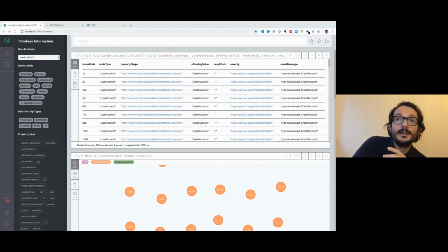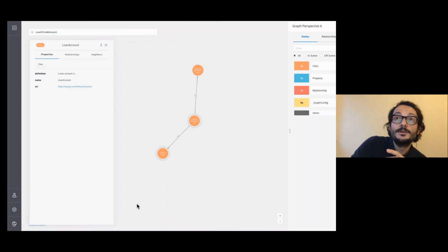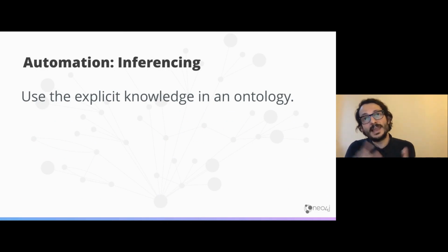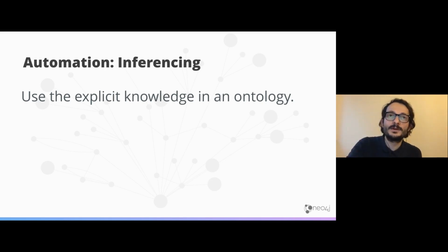Good. So let me conclude. Just mentioning, I'm not going to show it in a demo, the last way in which we could also leverage ontologies from an automated use point of view, and that's by using inferencing.